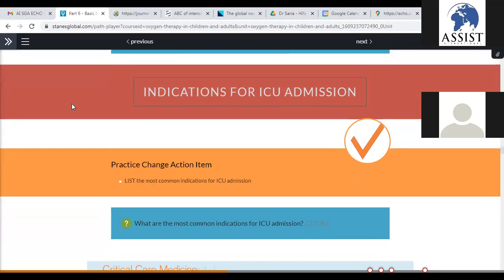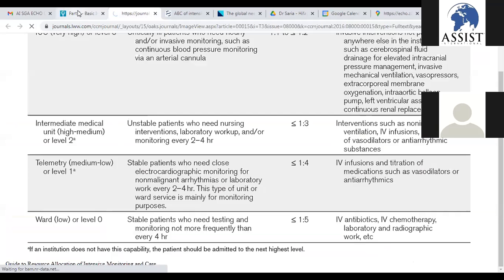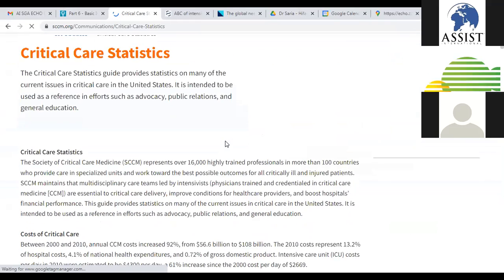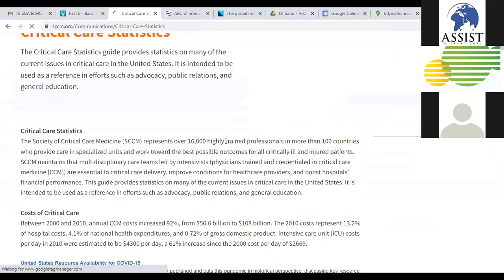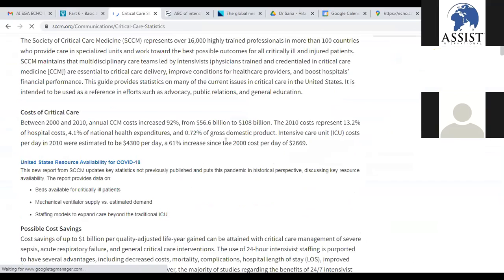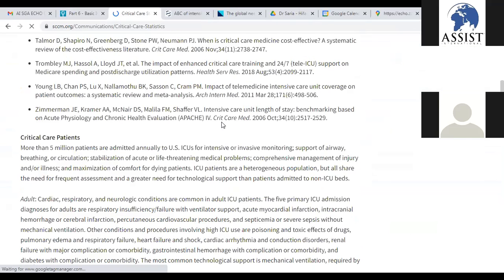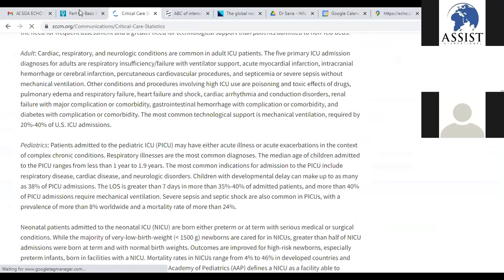I will just say that the main indication, as Rebecca said, is monitoring. We have to understand that the main reason why the patient is admitted to ICU is first of all close monitoring. That's the first indication. And apart from monitoring is when we want to do some procedures. There are some bedside procedures which cannot be done in the ward, like arterial blood gas analysis, when you want to put an arterial line, a central line, or other invasive procedures. These are the main reasons why these patients are admitted to ICU.